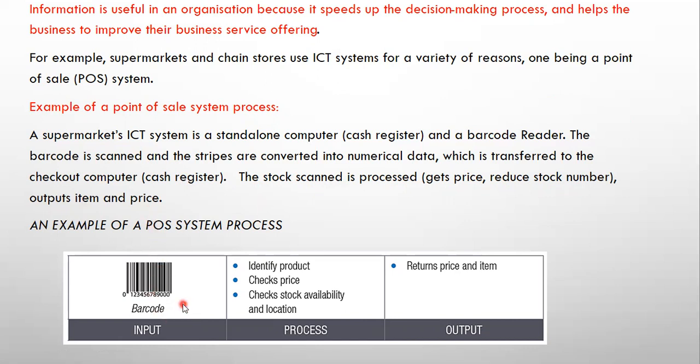So your input is your barcode. You identify the product, the name of the product. You check the price. You also check stock availability, maybe location. It all depends on what software you're using and what processing takes place, and your output as well. What is required, for example, the price and the item. It all depends on the software we use in your ICT system.